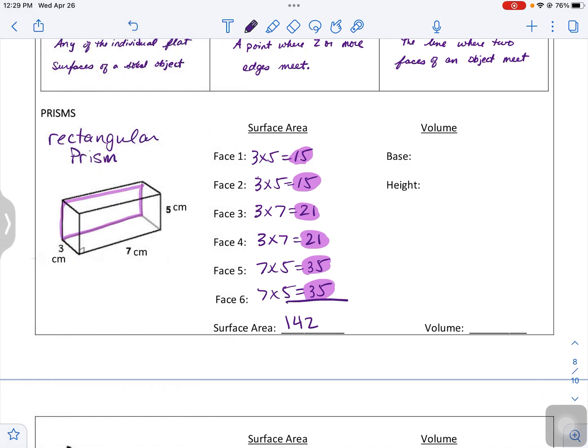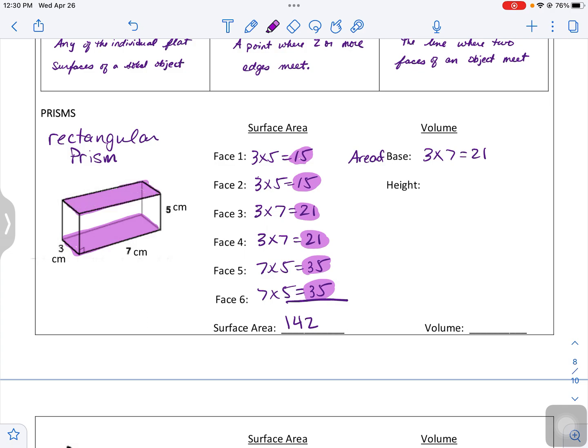In order to find volume, so the amount that's inside the figure, we have to find the area of the base. So area of the base, how do I know where a base is? Well, when it's a rectangular prism, it really doesn't matter. Because the opposite sides are equal on all of them, you could pick anywhere to be the area of your base. I'm going to do my base as my bottom. So the area of my base is 3 times 7, or 21.